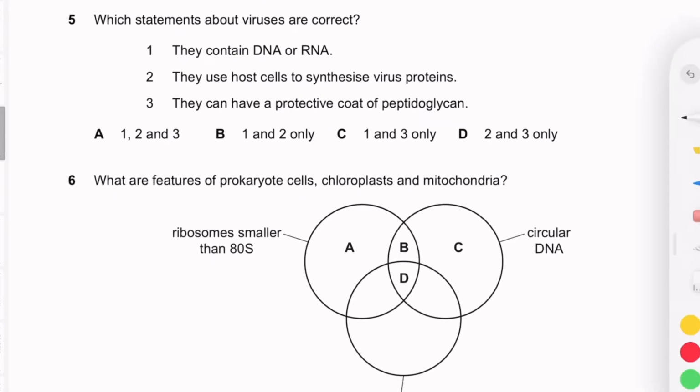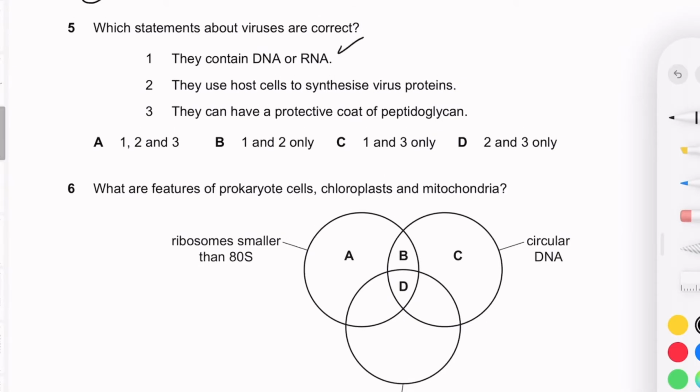4. Which statements about viruses are correct? They contain DNA or RNA. Yes, they do. There are retroviruses and adenoviruses, and adenoviruses have DNA only. However, retroviruses have RNA only. So if they were to ask you, can a virus have the combination of both RNA and DNA? That is false. It can only have either DNA or RNA. They use host cells to synthesize virus proteins. That is correct. They have protease enzymes, but they cannot rely on them unless they are in a host cell, because the host cell is going to provide them with all the nutrients they want, and so that is right. They can have a protective coat of peptidoglycan. No, this is only for prokaryotic cells, so 1 and 2 only, and the answer is B.